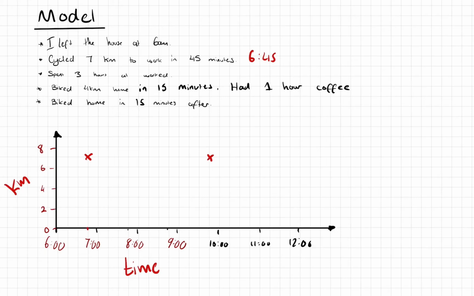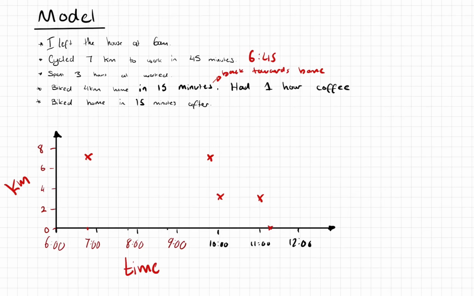And then I bike 4 kilometers back towards home in 15 minutes. So 7 minus 4 is 3 kilometers. That's how far I am from home, and I did it in 15 minutes. So here we are. And then I spend 1 hour at the shops having coffee, and then I bike home again in 15 minutes. But there we are.